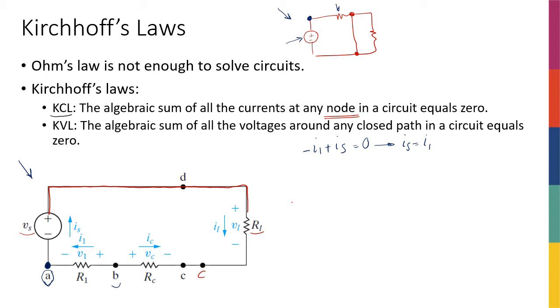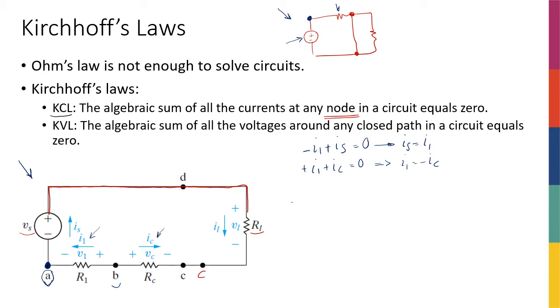If I want to write it for point B or node B, I can see that both of these currents are actually going out of the node. So it is plus I1 plus IC is equal to 0. Therefore, I can say that I1 is equal to negative IC, right? And again, it does make sense because the same flow of charges is actually passing through RC and R1. So in one case, I've defined I1 going from right to left, and in the other case, I've defined IC going from left to right.